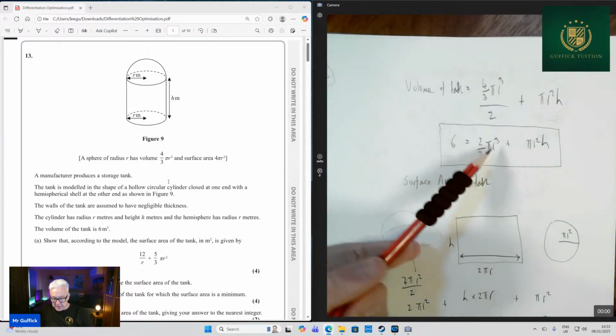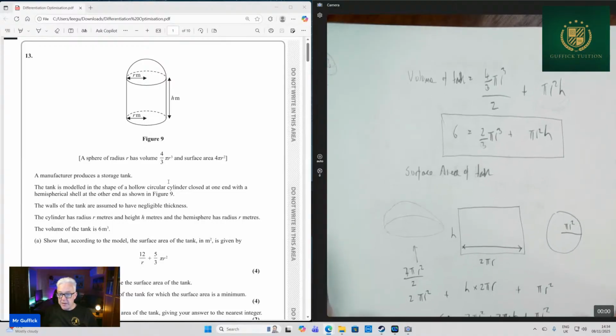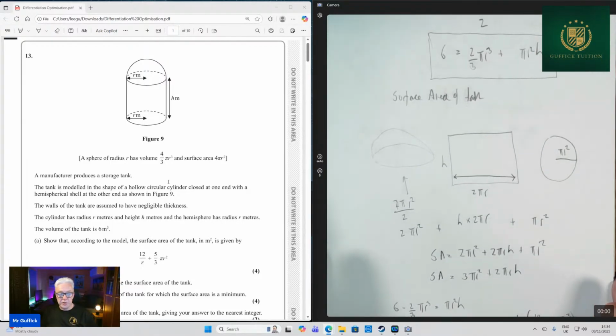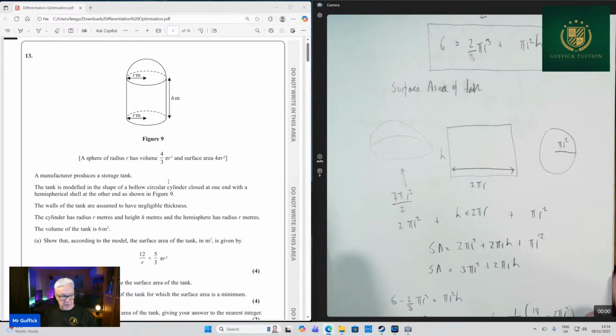I'm going to park that result, because we've got an expression for the volume, but it's in terms of r and h. Now, the next step is we need to find an expression for the surface area of the tank. Let's have a think about the surface area of the tank.